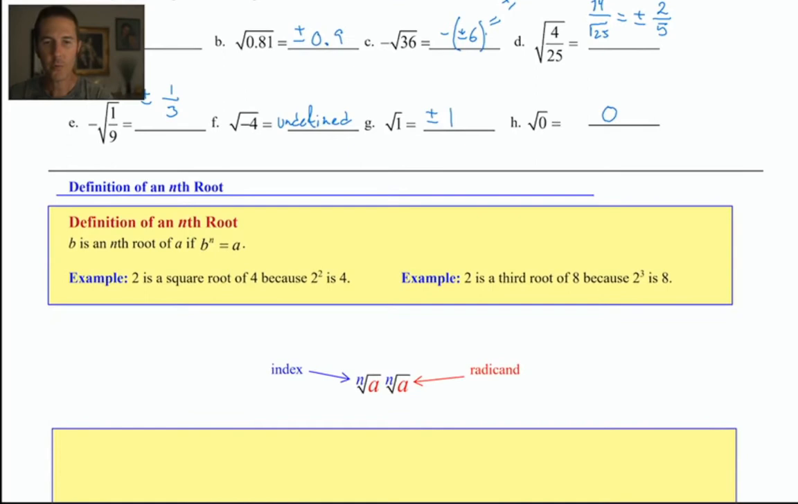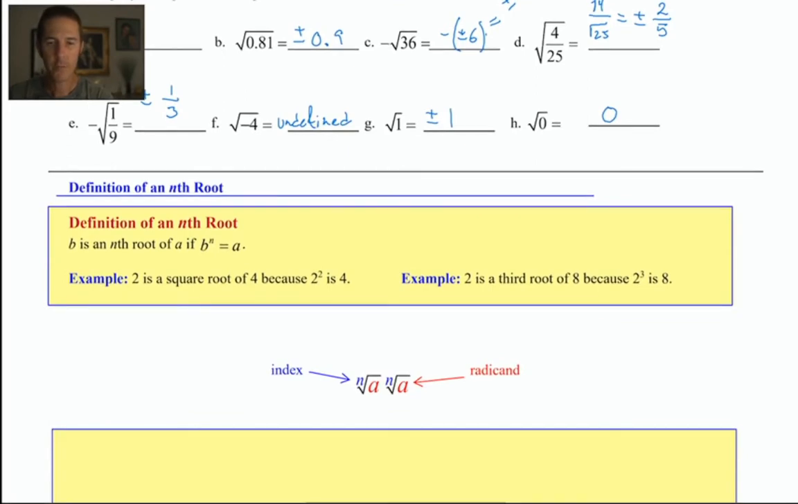Now, square roots aren't all there is. We can go beyond the square root. We can talk about the nth root. And I don't know if it's helpful for you to read that b is an nth root of a if b to the n equals a. But as we look at these two quick examples, that statement might make a little bit more sense.